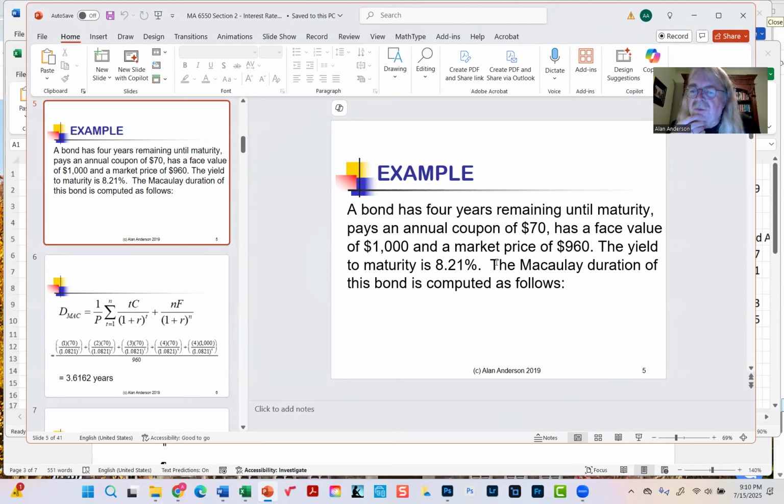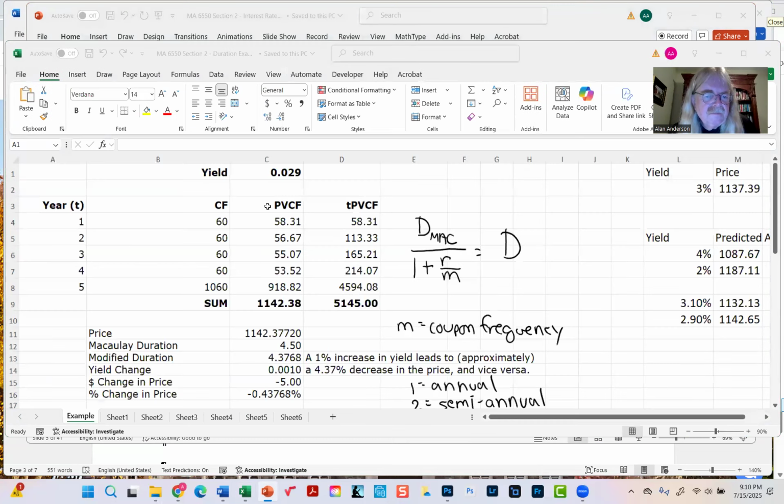The coupon is $70 per year. The face value is 1,000, and the current market price is $960. If I buy this bond and hold it to maturity, I'll get a $40 capital gain. The yield to maturity is 8.21%. The Macaulay duration is calculated by plugging in these numbers.